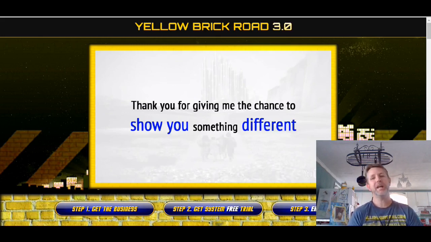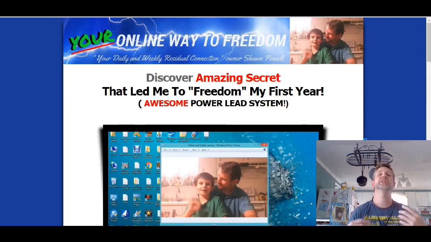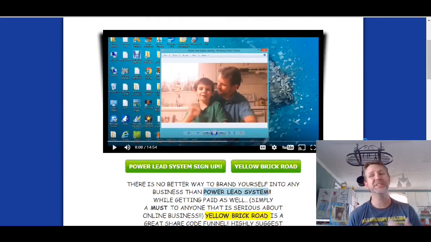Now, the way I say to do Power Lead Systems, this is Yellow Brick Road 3.0. As a matter of fact, the power of Power Lead Systems, in my opinion, is if you ever find something that you like, or that someone has put together that has really been very impressive, then you can take that. You can implement it. You can use it. You know what I'm saying? That's what it's for, the Yellow Brick Road.